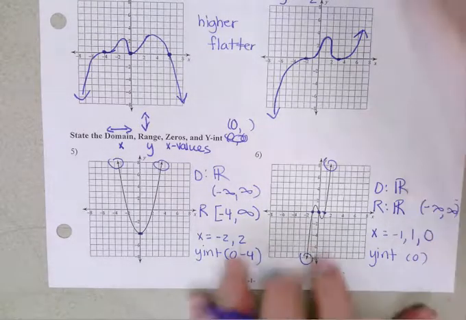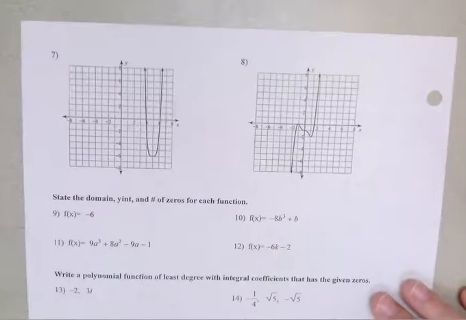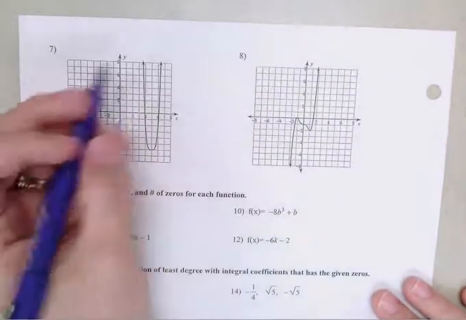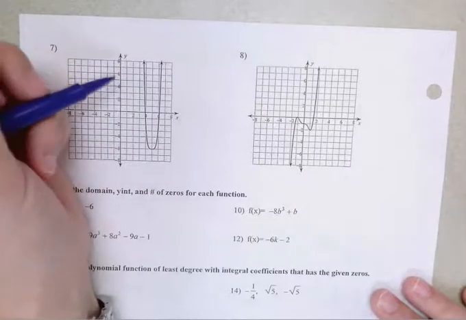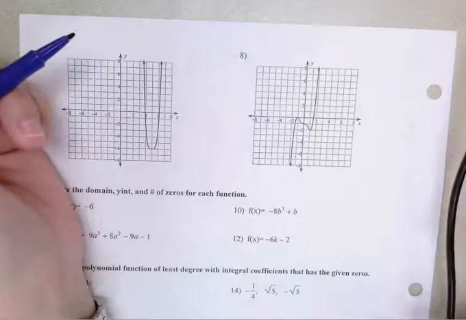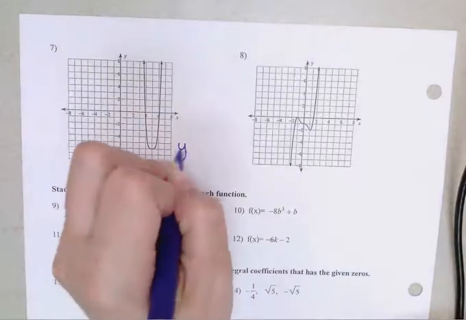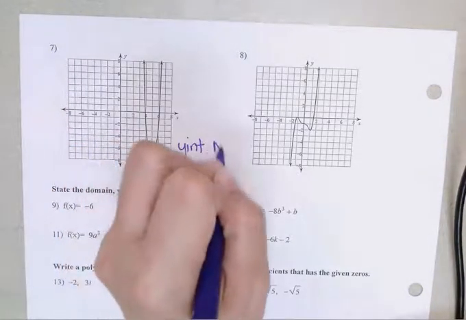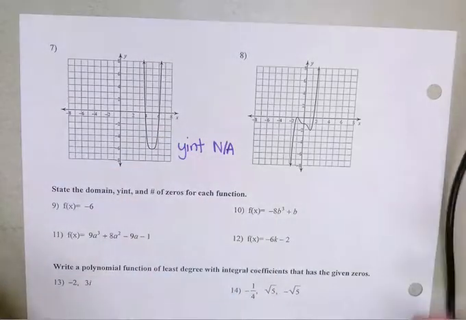Okay, moving on to the back side. A couple more of the same type of things. Okay. For number 7, this one's kind of a bad problem that I shouldn't have put on here, because at some point it is going to cross the y-axis. We just don't know when. So we're just going to put NA, because we don't know.